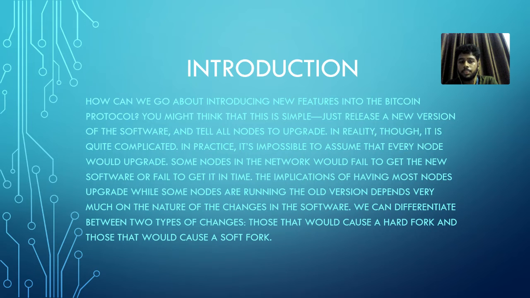We can differentiate between two types of changes: when you launch a change, the nature of the changes in the software and the consequences that it creates can be categorized. We can differentiate between those that would cause a hard fork and those that would cause a soft fork. The soft fork and hard fork are situations that are caused by any upgrade, any change. So let us jump into the next slide.